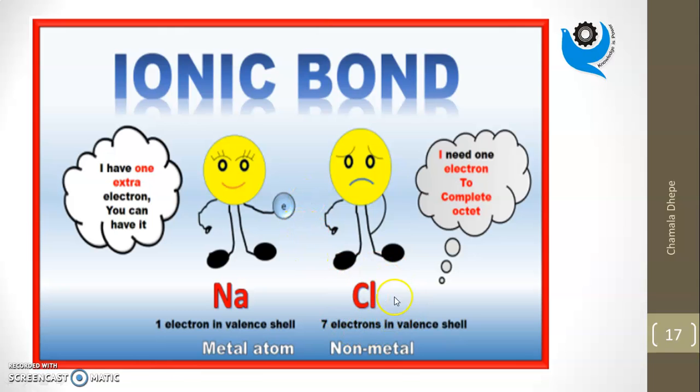Now see chlorine. In chlorine a sad smiley face is there. It says, I need one electron to complete the octet. In chlorine's valence shell there are 7 electrons. So which one is going to gain the electron? That element is the non-metal, while the atom which is going to donate or lose the electron is mostly the metallic atom.